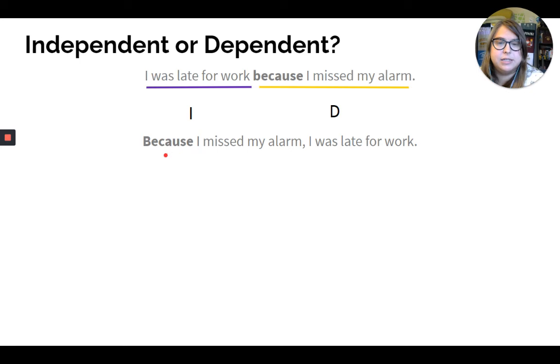How about the second sentence? Well, we're still seeing the same separation. "Because I missed my alarm, I was late for work." Can we predict what we think might happen with independent and dependent? My prediction is that they are going to switch places. The phrase itself has not changed. "Because I missed my alarm" is still dependent. I still can't say it and have it be complete. "I was late for work" is still independent. I can say it out loud and it still makes sense.